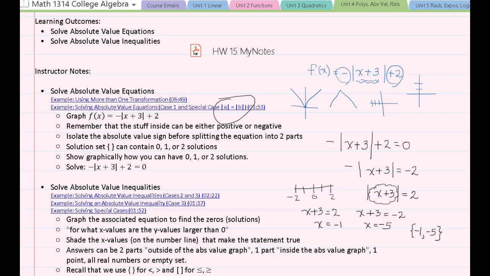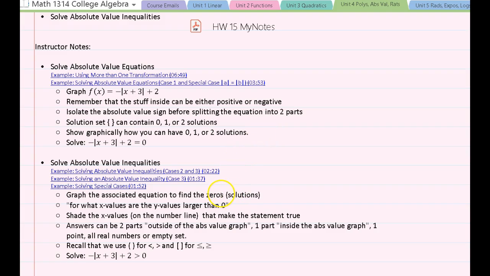Let's turn our attention to absolute value inequalities. Similar to quadratic inequalities, absolute value inequalities can have different as well as special scenarios. Let's take a quick look at these scenarios using our knowledge of graphing absolute value functions.